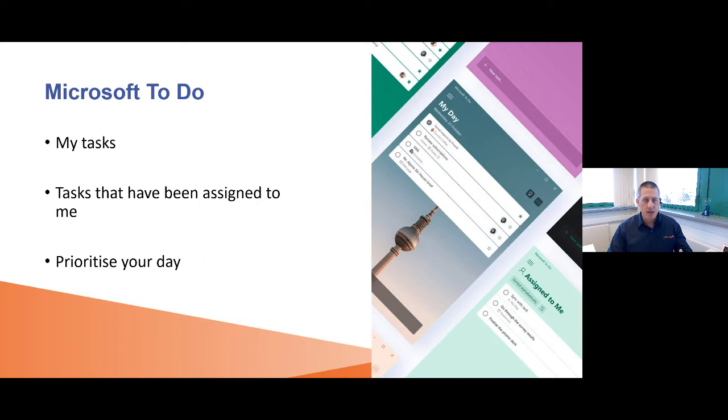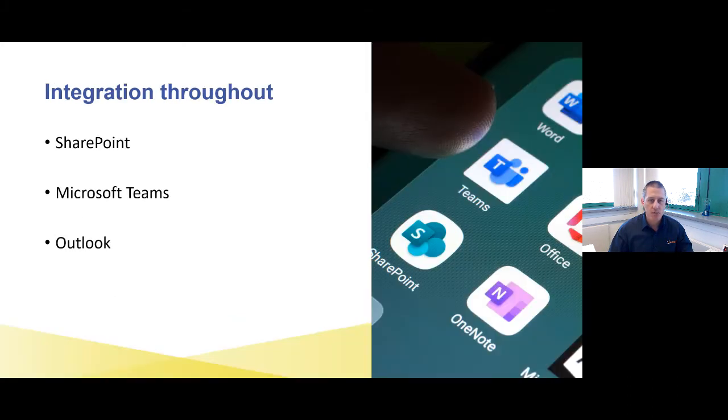Now, both Planner and To Do are standalone services. They have their own apps available for them. But everything that we do within Microsoft 365 is designed to be integrated. It's designed to bring together the best of all worlds to give us that one single pane of glass where we can monitor what is actually going on. And within Microsoft 365, these are just 3 areas of integration that we have available.